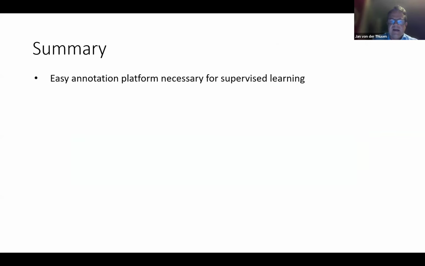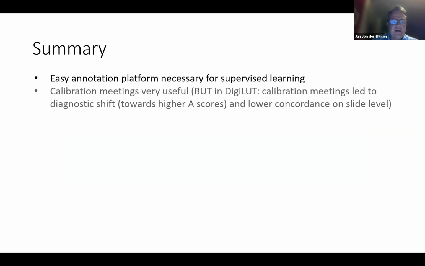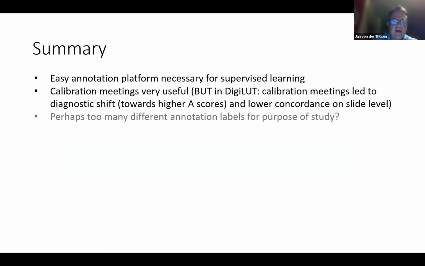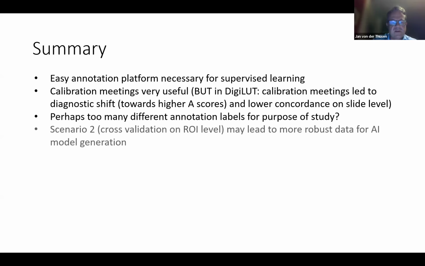So in summary, an easy annotation platform, we can agree on that, is necessary for supervised learning approaches. Calibration meetings are very useful, but in this case, we actually saw that there was a diagnostic shift towards higher A scores in the cases where we didn't use cross-validation. And perhaps too many different annotations were used in this case for the purpose of the study, creating a highly multi-class problem for the model design.